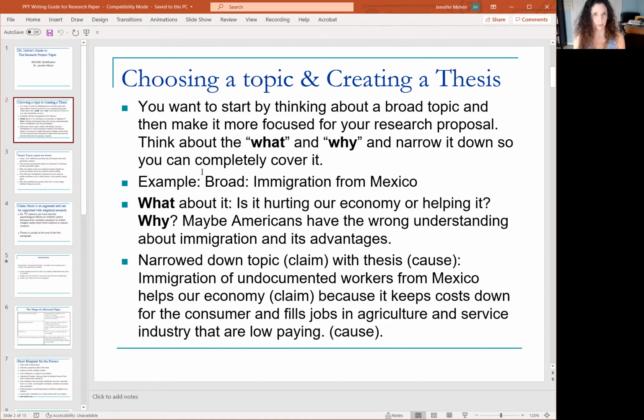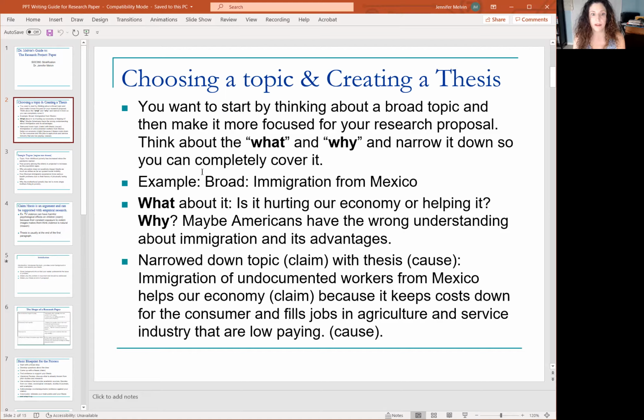So first start very broadly and come up with a broad topic. I have some examples on here. I have immigration from Mexico. And then think about what is it about this topic that's so problematic? Well, a lot of people think that folks who come over here from Mexico without the proper paperwork shouldn't be here. Not everyone thinks the same. That's why you're going to look at counter arguments. But why do they not want these folks here? That's something you need to look into.